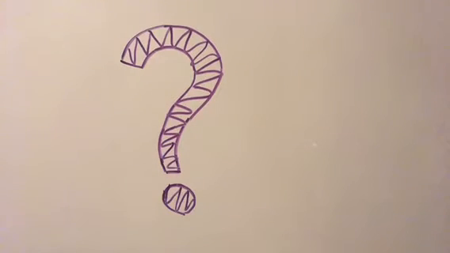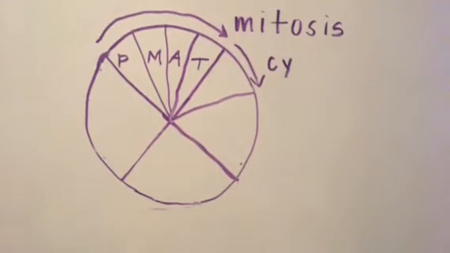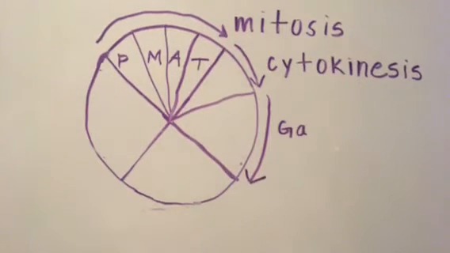Cell division is divided up into 5 main stages: mitosis, which consists of prophase, metaphase, anaphase, and telophase; cytokinesis, gap 1, synthesis, and gap 2.